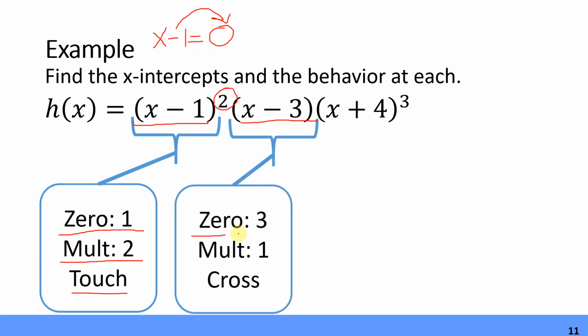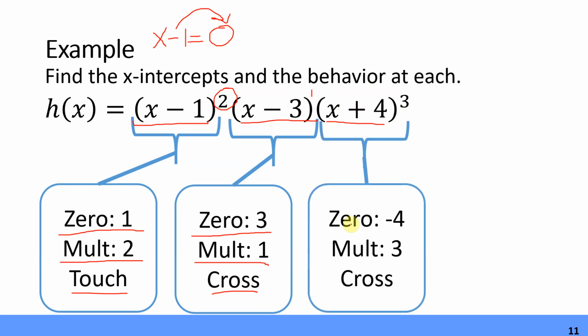I get 3. So I have an x-intercept of 3. Multiplicity: there's no power here, so it's an invisible 1. So multiplicity of 1. And what happens when the multiplicity is odd? The graph crosses. Now, last one. Again, you don't stop until you're done with all your parentheses. So next parentheses, x plus 4. I set this equal to 0. If I throw the 4 to the other side, I get negative 4. Multiplicity is the exponent, so multiplicity of 3. And what happens when the multiplicity is odd? The graph crosses.